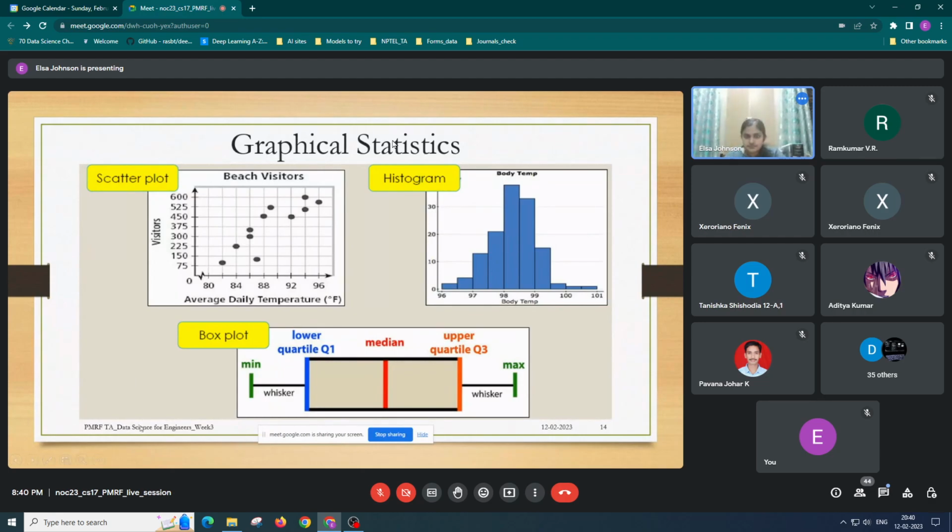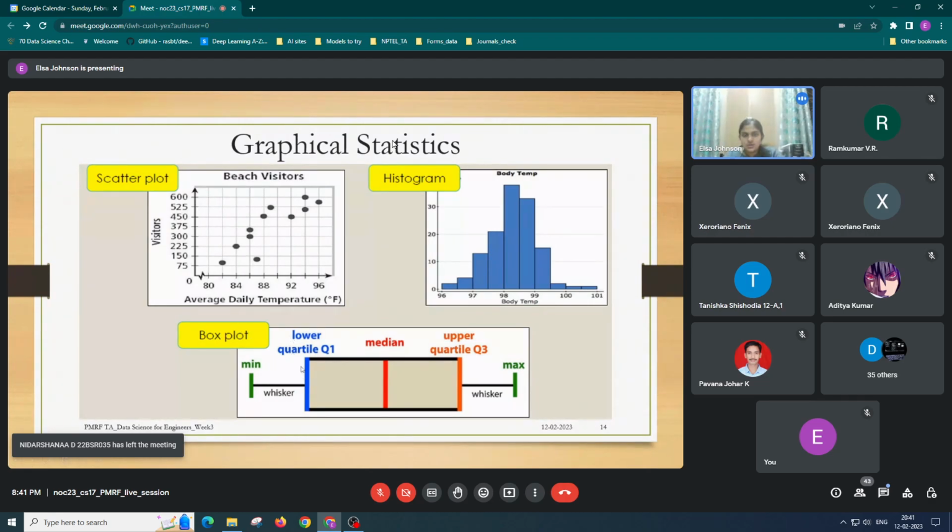A scatter plot is where you'll be getting many different values based on the observations that you're getting. A histogram will have a range of values on the x-axis, for example from this range to this range. So you'll be grouping your variables into different boxes, like different ranges.